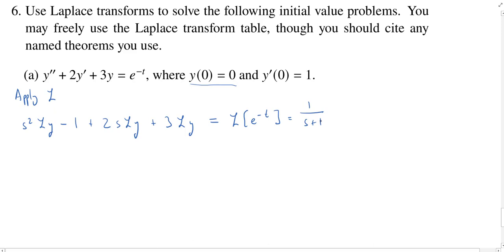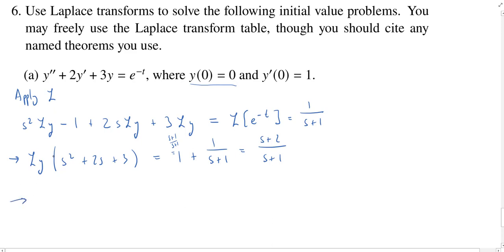All right, our goal, of course, is to solve for this Ly. So we're going to factor out Ly, and what's left over? We have an s squared, we have a 2s, and we have a 3. This minus 1, let me just move that to the other side. So I have 1 plus 1 over s plus 1. Or if we want to put this together, I could view this 1 as s plus 1 over s plus 1. And so I could put these together as s plus 2 over s plus 1. We'll see if that makes a difference.